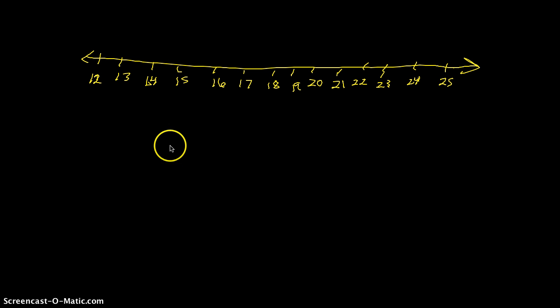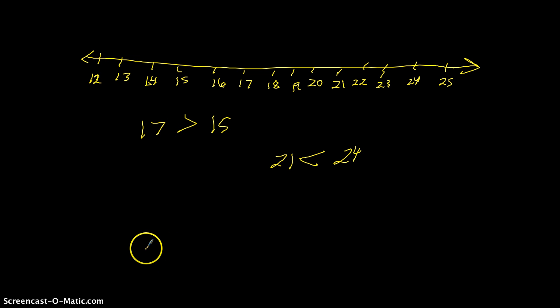I'll do one more example before I stop. Let's say that I have 21 here, and I want to compare it to 24. Well, I see that 24 is to the right of 21, so I know that 21 is less than 24. Now, here let's take 17, and here's 15. Because 17 is to the right of 15, I know 17 has greater value. So 17 is greater than 15.